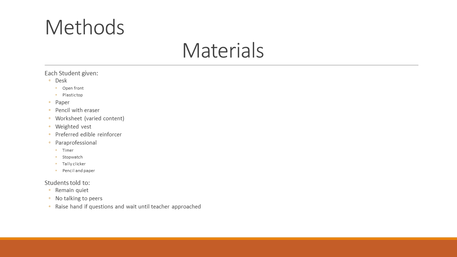Each student was given a desk that had an open front and plastic top, paper, a pencil with an eraser, and a worksheet that had varied content according to the child's proper skill level, a weighted vest during the weighted vest condition, a preferred edible reinforcer during the reinforcer condition, and a paraprofessional that was equipped with a timer, stopwatch, tally clicker, and pencil and paper to take data.